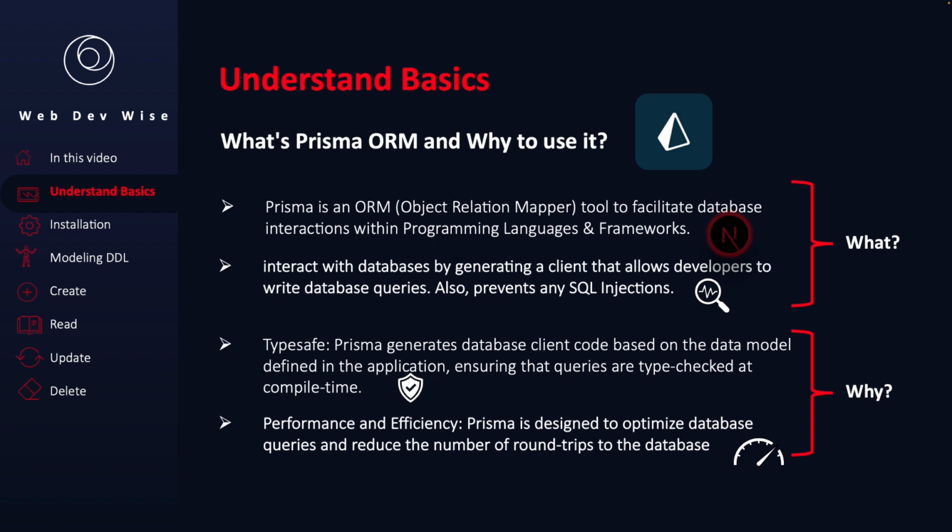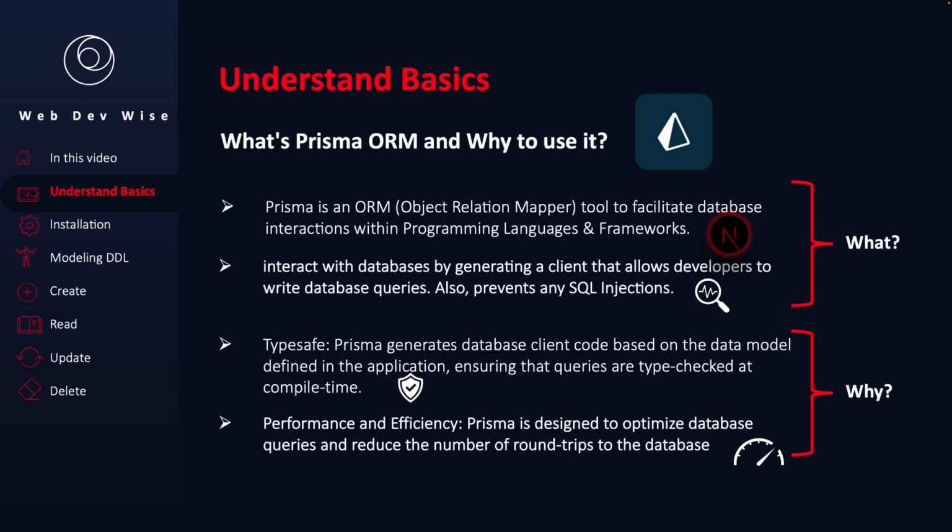So Prisma is an ORM. ORM is nothing but an object relational mapper, which basically facilitates the database interaction within programming languages and frameworks. For example, Next.js: how do we connect it to the database via these frameworks? Prisma ORM helps us interact with the database by generating a client that allows the developer to write the database queries, and it also prevents SQL injection attacks. So it is quite useful in terms of developer experience.